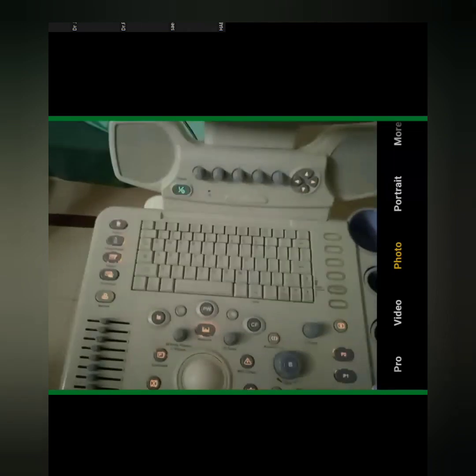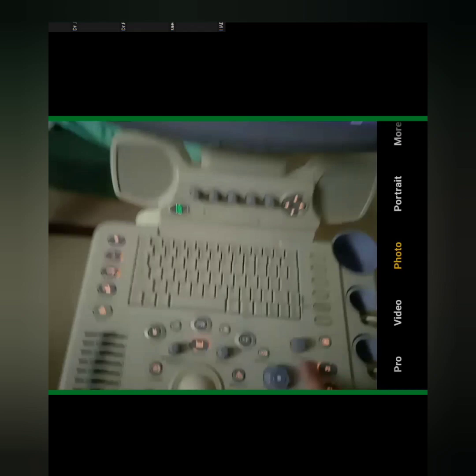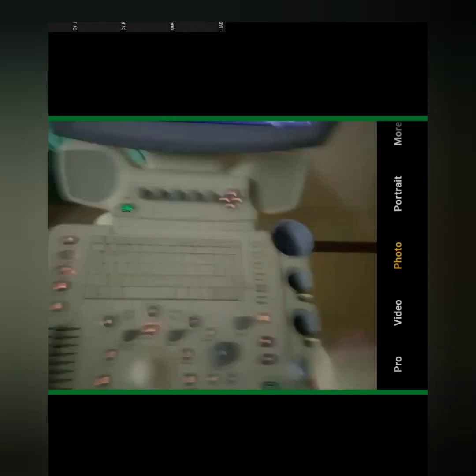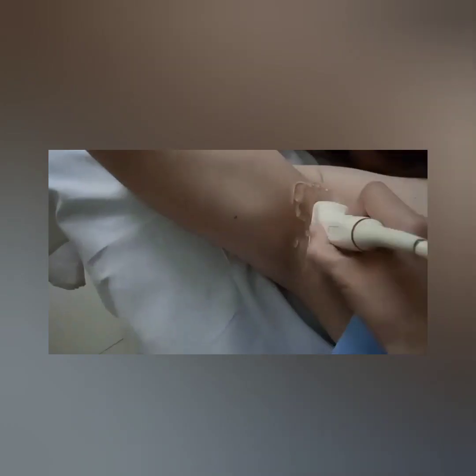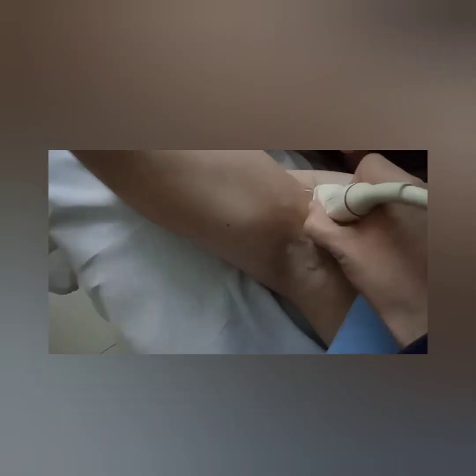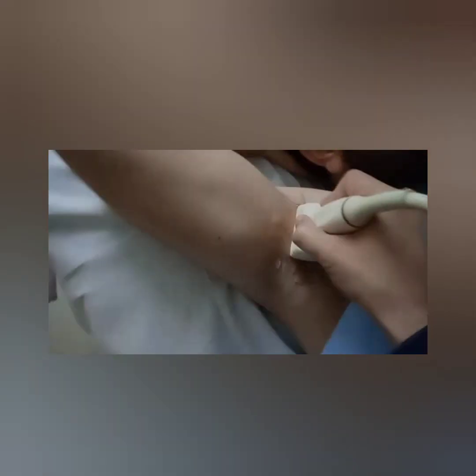This is the zoom in, zoom out, that's usually called the depth. This is the gain, the brightness. This is the probe, a straight probe. You can see it straight. Look at the position of the hand. We will go up and down to see the superficial and deep structures. We will go medial and lateral.